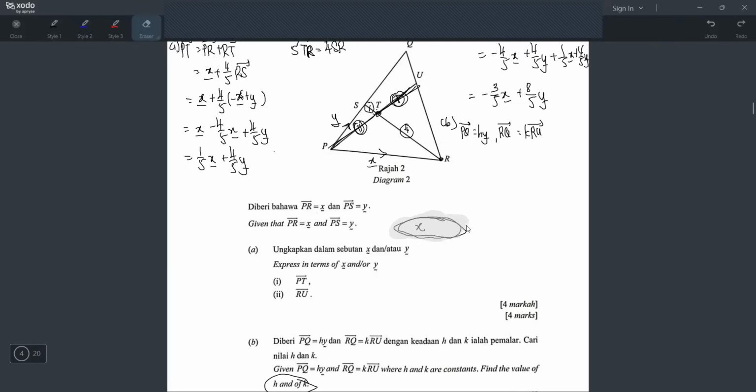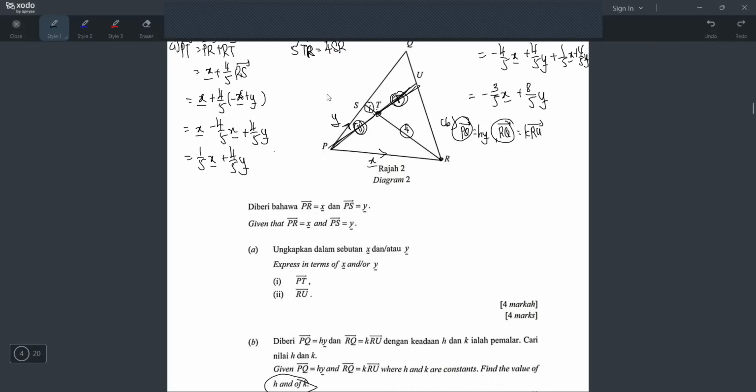But in vector, it's different. In vector, you actually want your equation to have many unknowns, right? It means if you want to find H and K, you will try to make H and K inside one equation, right? But how to do that? How to make H and K inside one equation? Okay, look at this. PQ is Hy, RQ is KRU. So this is PQ, this is RQ. They actually have some connection.